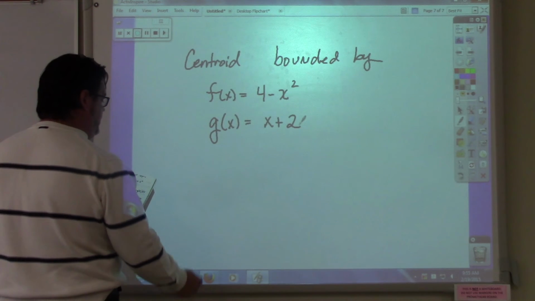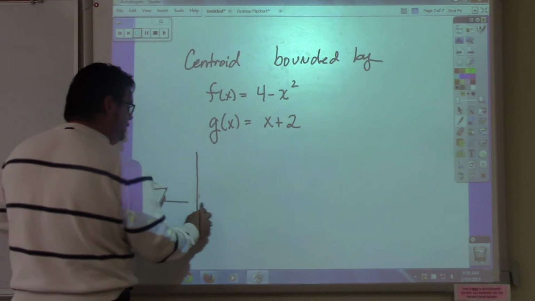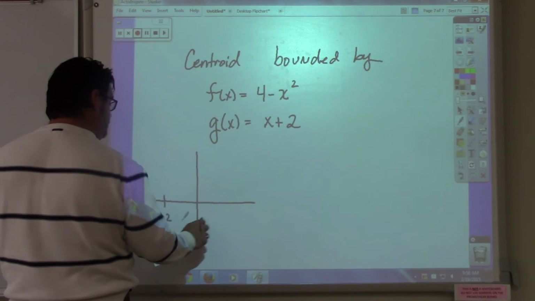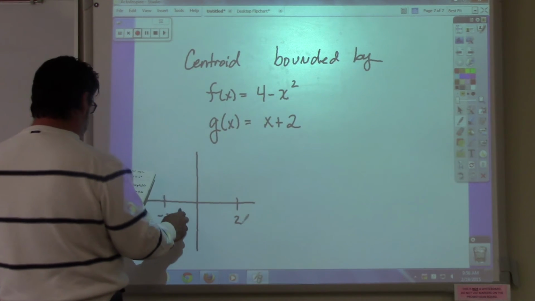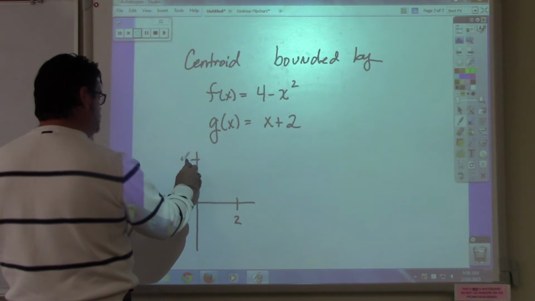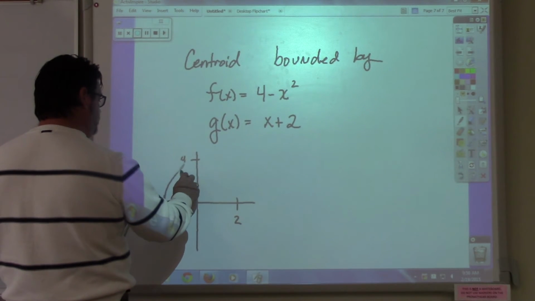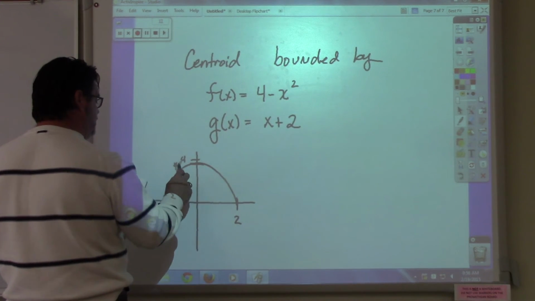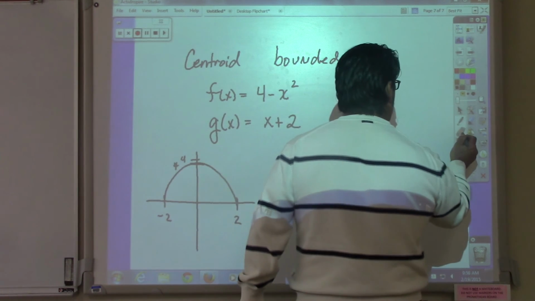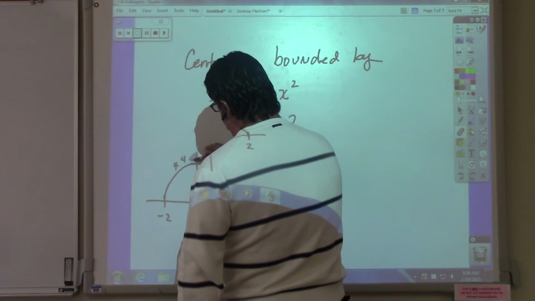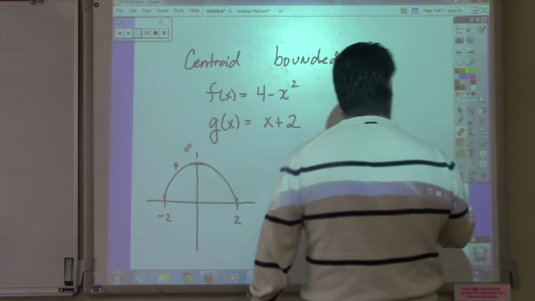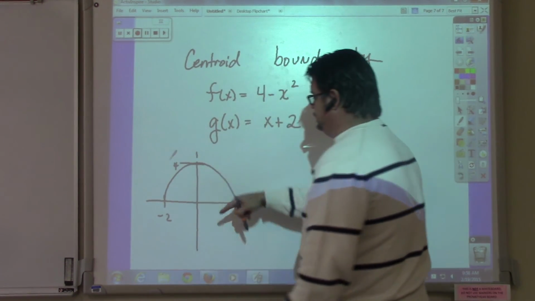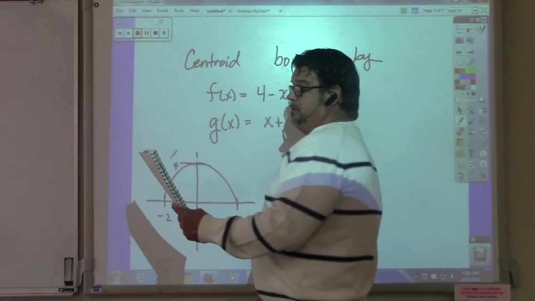So basically I'm going to give you what it looks like. It's going to look something like this. That's supposed to be 4. Sorry. Can't draw. There. That right there is 4.